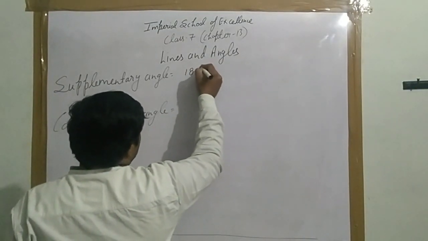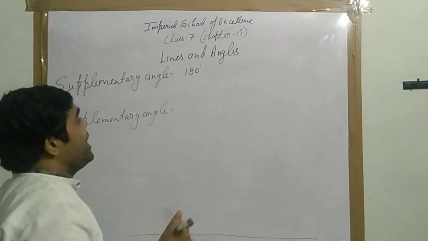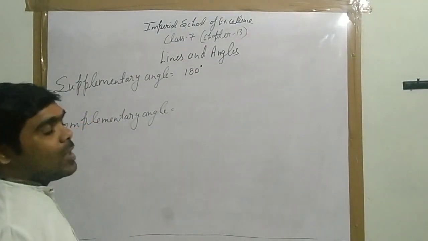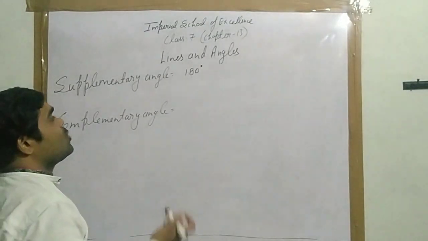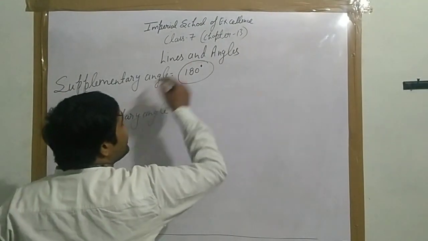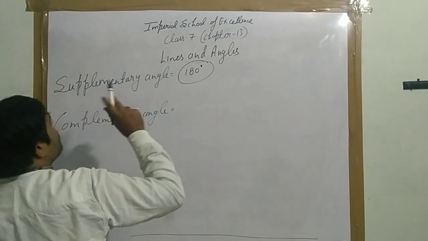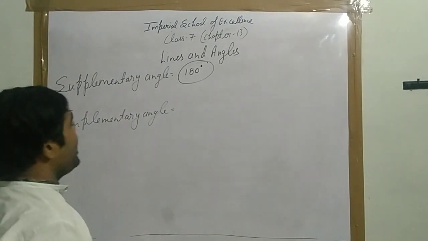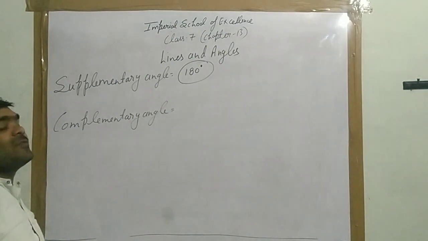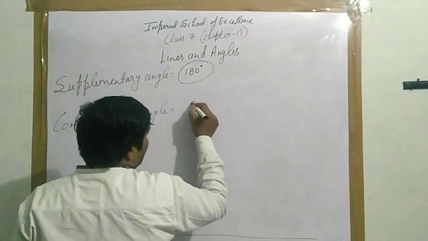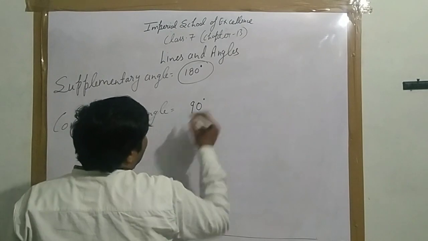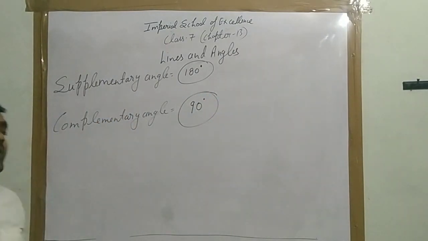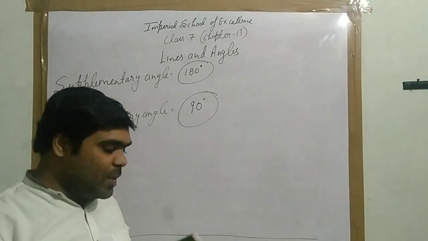It means two angles such that if we measure them and add the two angles, their sum should come to 180 degrees. If the sum is 180 degrees, then you can say it is a supplementary angle. And in a complementary angle, two angles are said to be complementary if their sum is 90 degrees. If their sum comes to 90 degrees, then the angle is known as a complementary angle. This is supplementary and complementary angle.